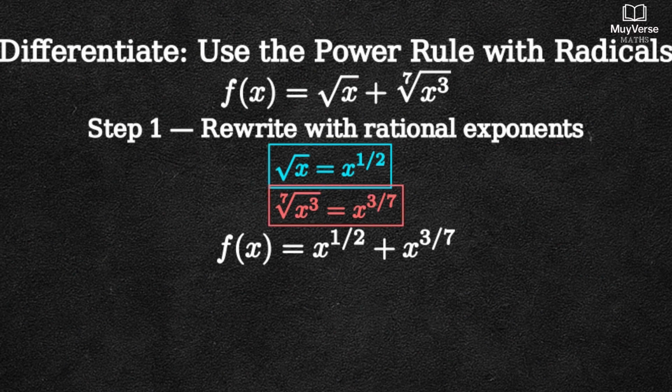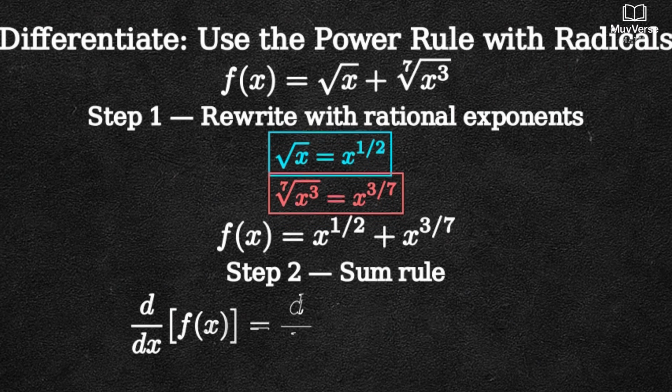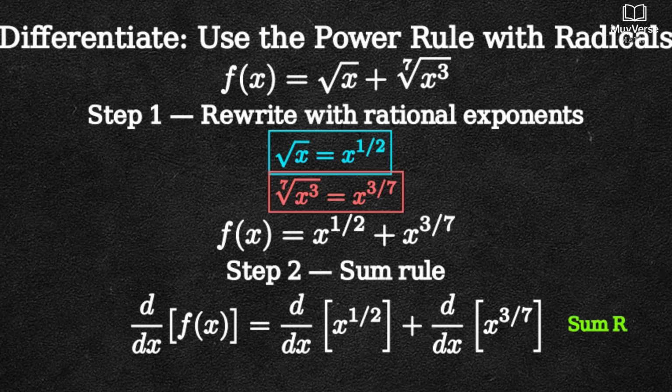Step 2. Apply the sum rule of differentiation. The derivative of a sum is the sum of the derivatives. That gives d by dx of f of x equals d by dx of x to the 1/2 plus d by dx of x to the 3/7.